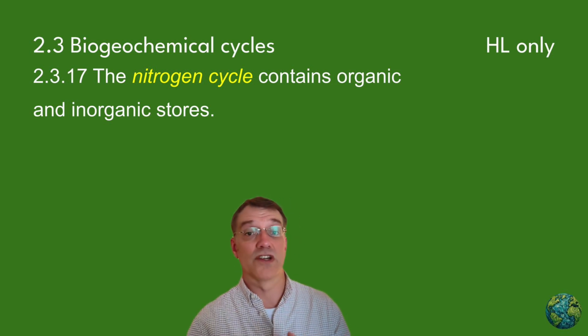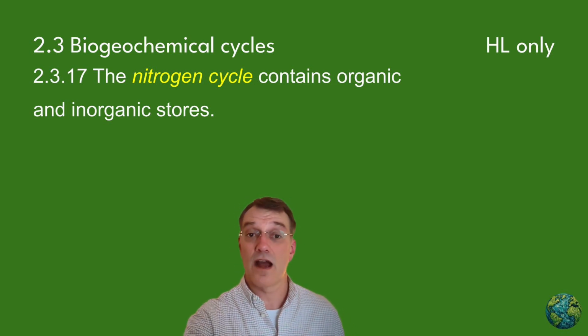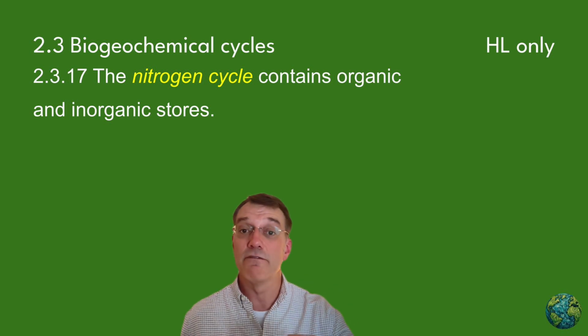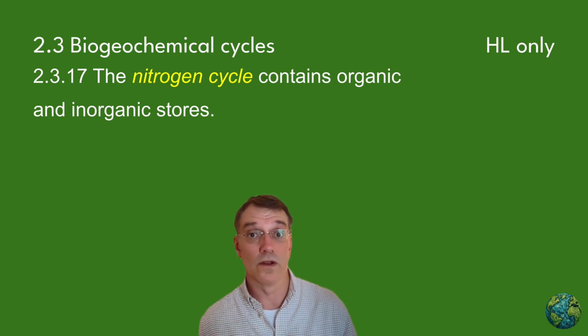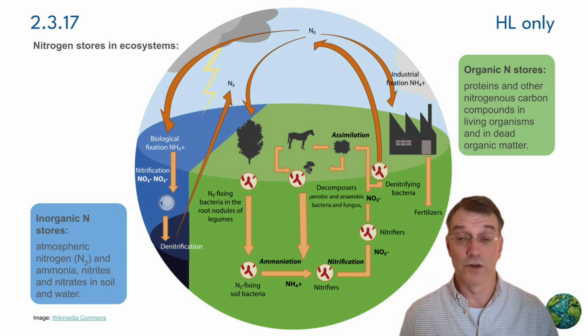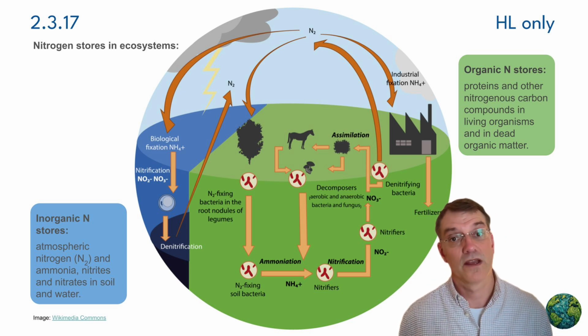Organic nitrogen stores include proteins and other nitrogen-containing compounds in living organisms and dead organic matter. Inorganic stores include atmospheric nitrogen gas and various nitrogen compounds in soil and water. This diagram shows how nitrogen moves through different stores in an ecosystem.